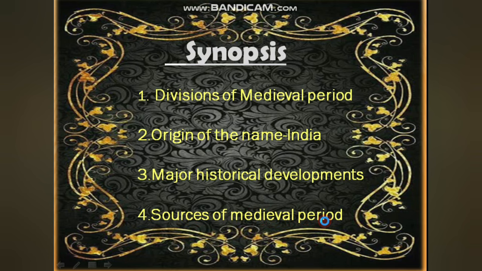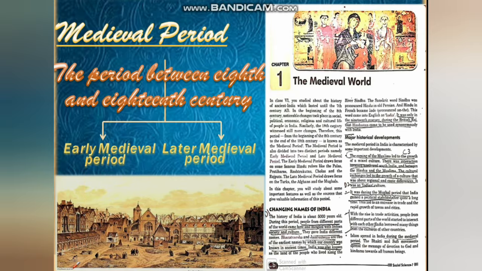Let's start. The history of India can be divided into 3 distinct periods. Can you say which are they? Yes, the ancient, medieval and modern. In class 6, you have studied about the history of ancient India which lasted till the 7th century AD.